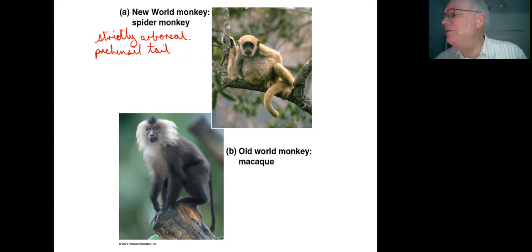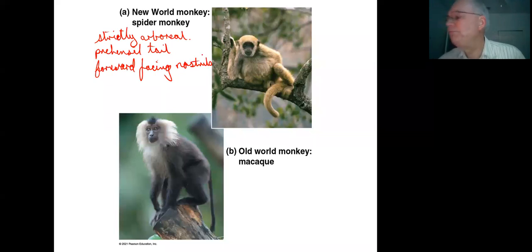And the other thing, and you can see this in the picture, forward-facing nostrils. So you can see that the nostrils are right there on the tip of the nose facing forwards. And this is very characteristic of New World monkeys. So what are some features of Old World monkeys that make them distinct from New World monkeys?